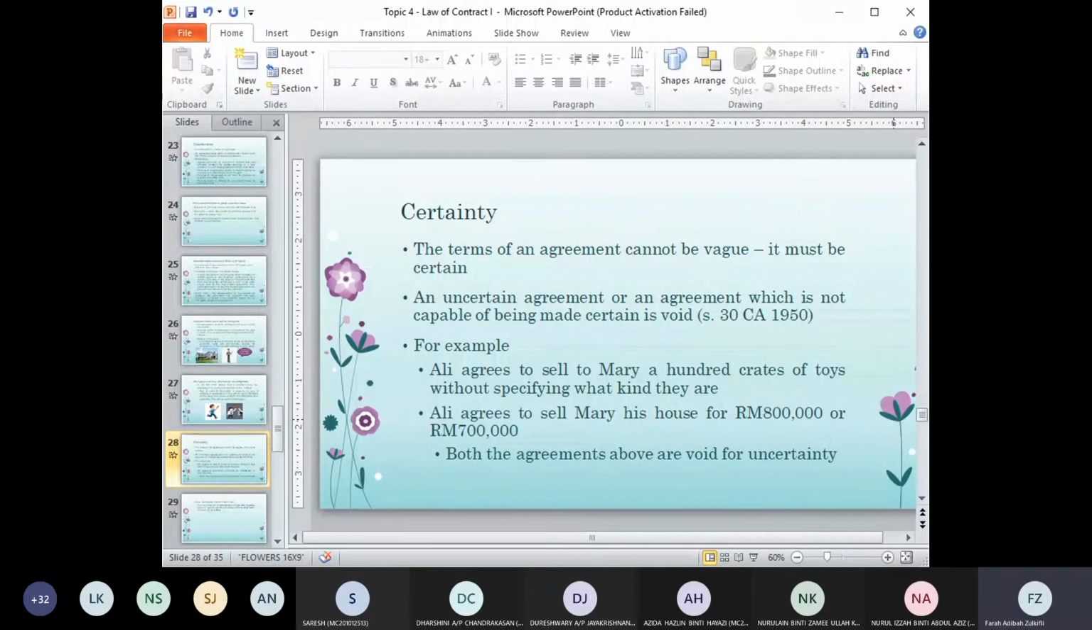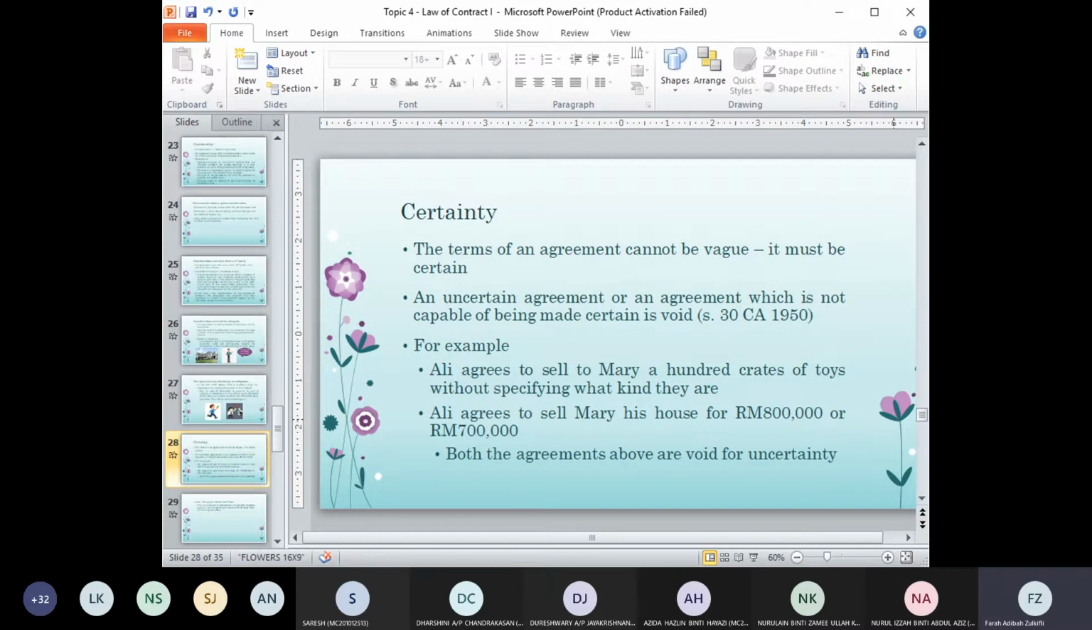For example, if you want to sell someone toys, you must specify what type of toys they are. Or if you want to sell a house to someone, you must specify the price of the house and where the house is. For example, you have 5 houses, and you tell your friend, I want to sell you a house. You have to specify which of the 5 houses you want to sell. Because if you do not specify, it will create uncertainty in the agreement. So if it is not specified, the element of certainty is not fulfilled and the contract is void. So there is no contract between you two.